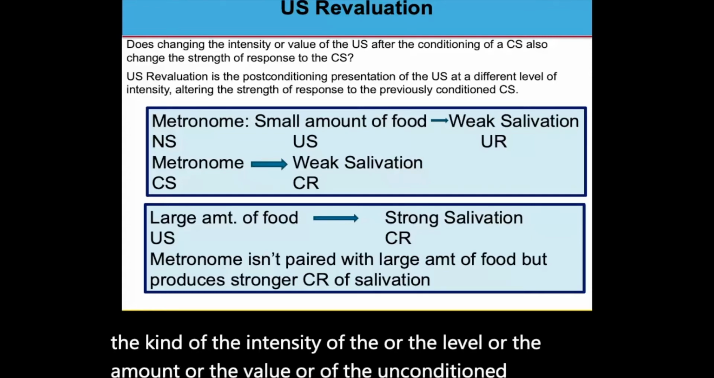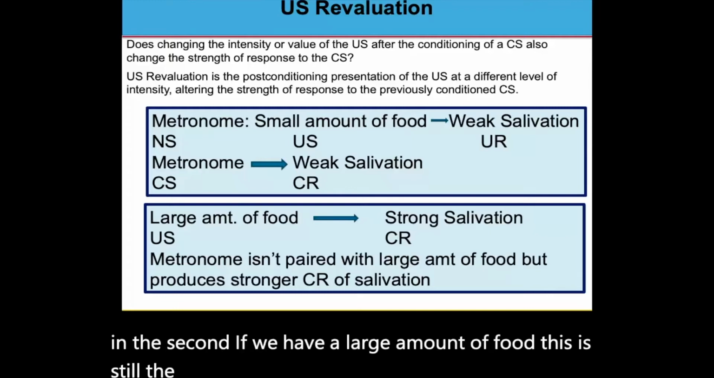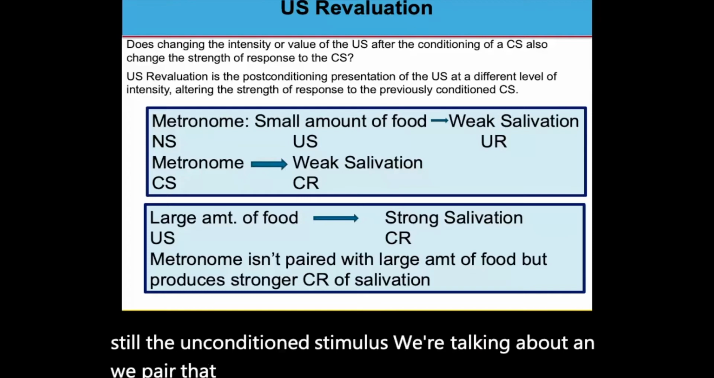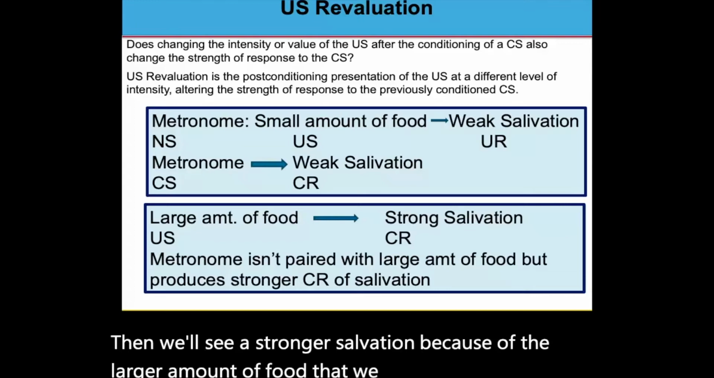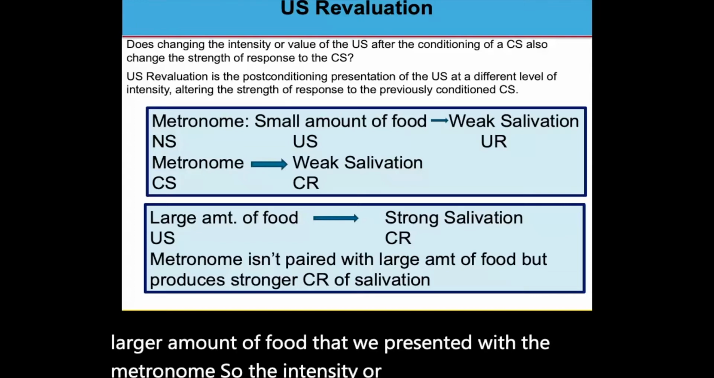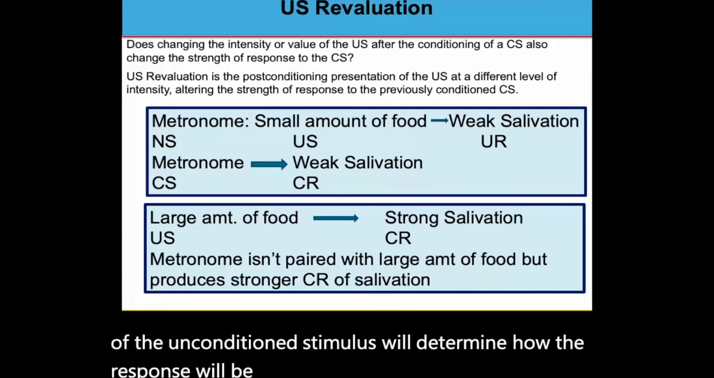In the second, if we have a large amount of food, this is still the unconditioned stimulus we're talking about, and we pair that with the metronome, which is a neutral stimulus, then we'll see a stronger salivation because of the larger amount of food that we presented with the metronome. So the intensity or the value or the amount of the unconditioned stimulus will determine how the response will be. Small, low intensity, small response. High, large amount, high response.